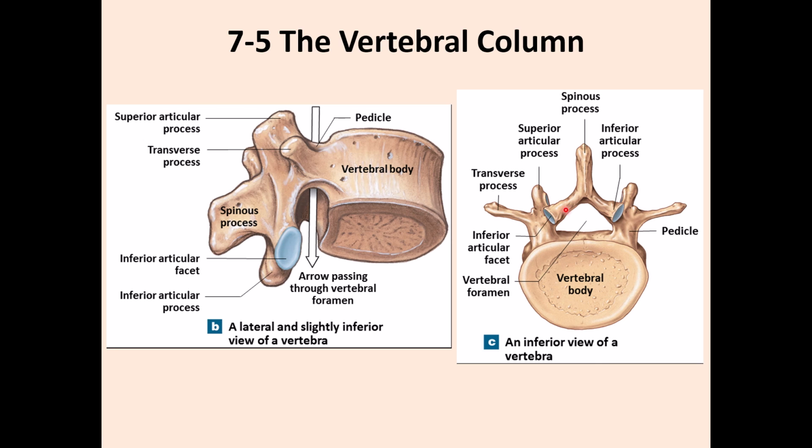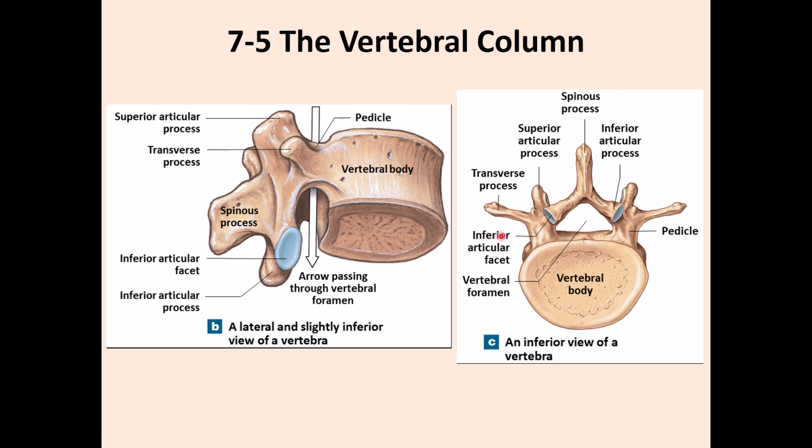And this area, the background that you see, this is called lamina, L-A-M-I-N-A. So lamina is a flat area. These two together make the vertebral arch. Between the vertebral arch and the vertebral body, you have an opening, and that's called the vertebral foramen.